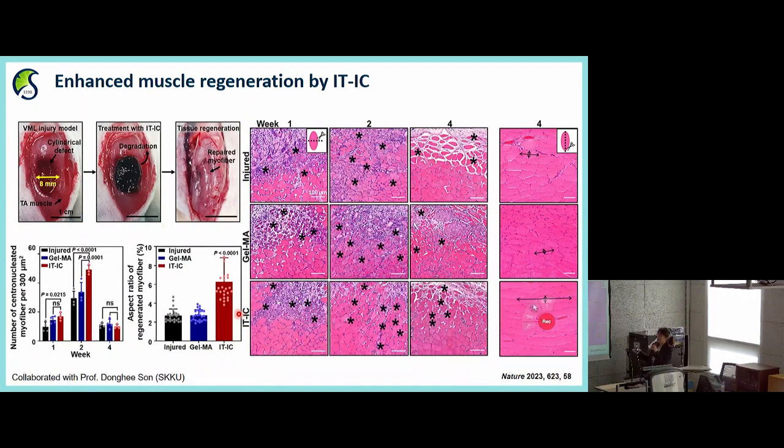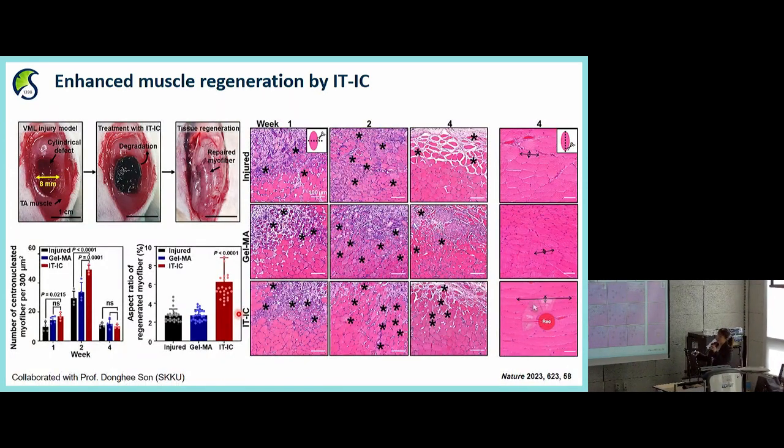Before that, we also checked the muscle regeneration capability. After filling our hydrogel, we examined the repaired myofiber. As you can see here, at the second week we see enhanced muscle regeneration compared to the typical gelatin-based material. That means the conductive material can accelerate myofiber regeneration in the muscle injury model.